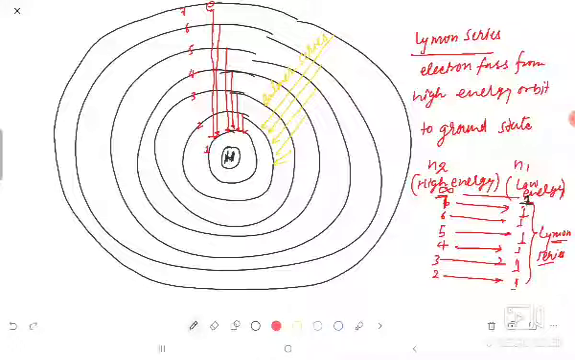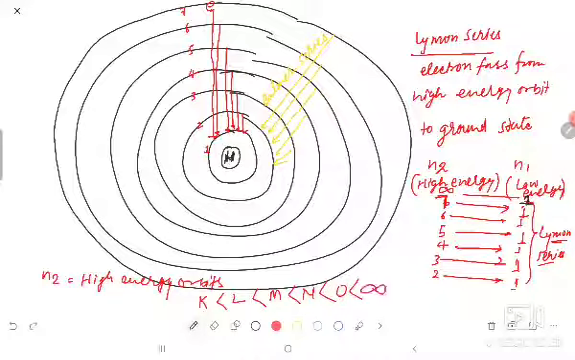See, N2 means high energy orbit. What is the order? The order is K, then L, then M, then N, then O, and then it can be infinite. N1 means low energy orbit. In case of emission, N1 should always be lower than N2, because there is loss of energy when the electron jumps from a high energy orbit to a low energy orbit.